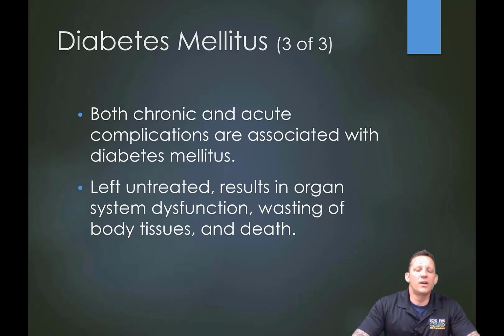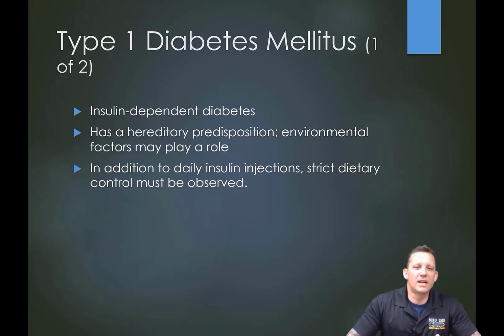In regards to chronic and acute complications, both are associated with diabetes mellitus. If you leave either untreated, the organs will begin to fail and then ultimately end in the patient's death. So we're going to use a couple of terms, type 1 and type 2 diabetes. The bigger take-home point is: is the patient an insulin-dependent diabetic, which would be type 1, or are they a non-insulin-dependent diabetic, which is type 2?